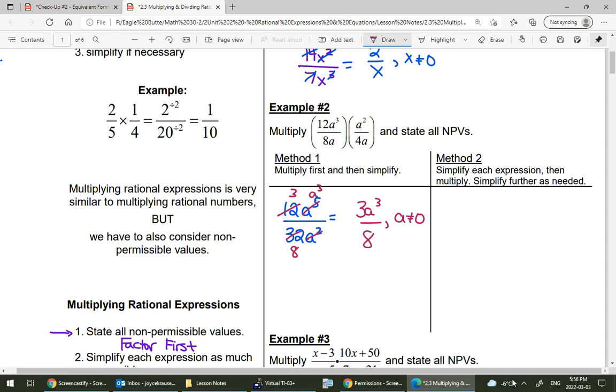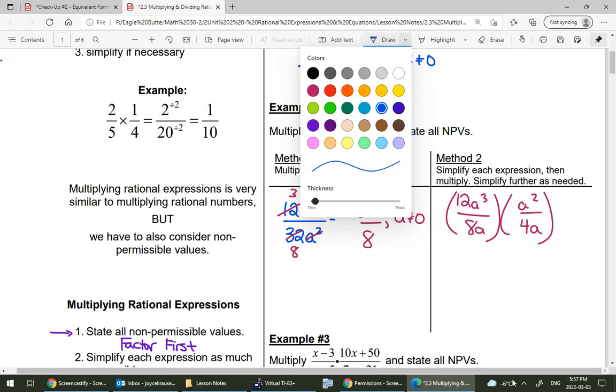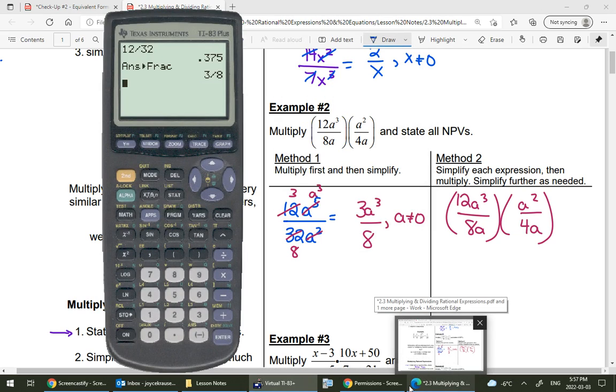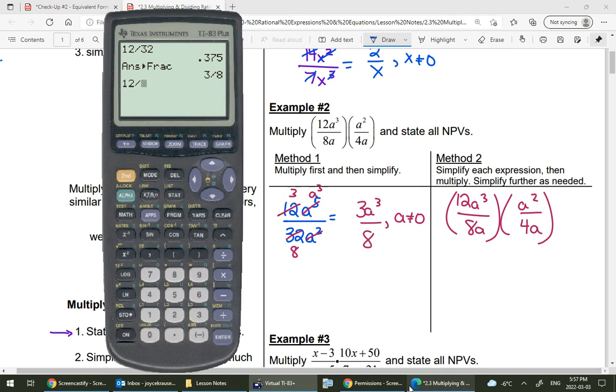Well, I could also simplify the top and the bottom first in each individual bracket and then multiply them through. So if I have 12a cubed all over 8a, and I'm multiplying that by a squared all over 4a, I can simplify first. And again, if you're not remembering how to reduce fractions, you've got that little tool in your hands. Your parents have paid some pretty good money for that calculator, so might as well put it to good use.